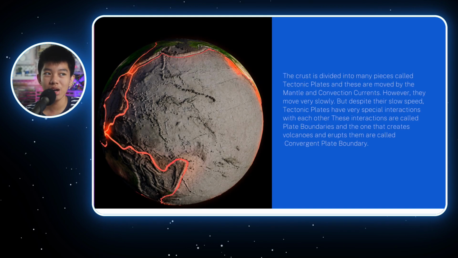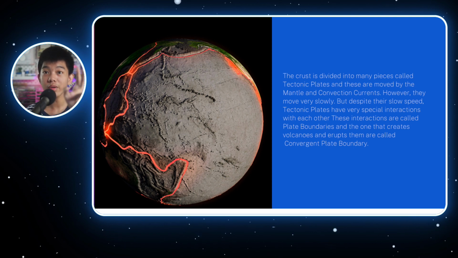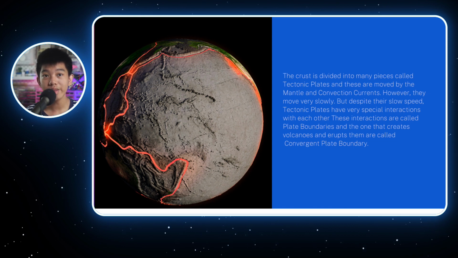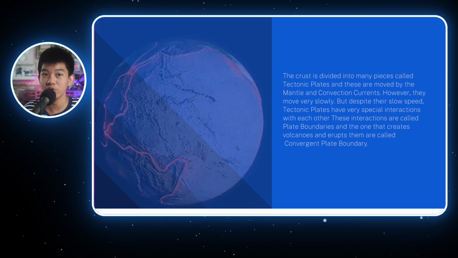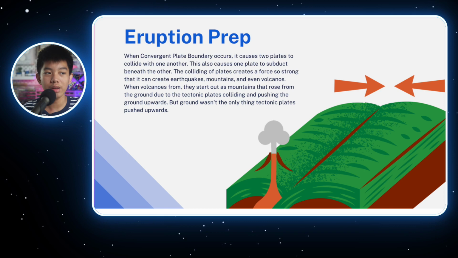Okay, but now seriously, what are tectonic plates supposed to be? Well, since we live on the crust, and the crust is divided into many pieces like a jigsaw puzzle, these pieces are called tectonic plates, and they are moved by the mantle and convection currents. However, they move very slowly, even slower than a snail. But despite their slow speed, tectonic plates have very special interactions with one another. These are called plate boundaries or plate faults, and the ones that can create volcanoes and make them erupt are called convergent plate boundaries. Let's start the eruption prep.